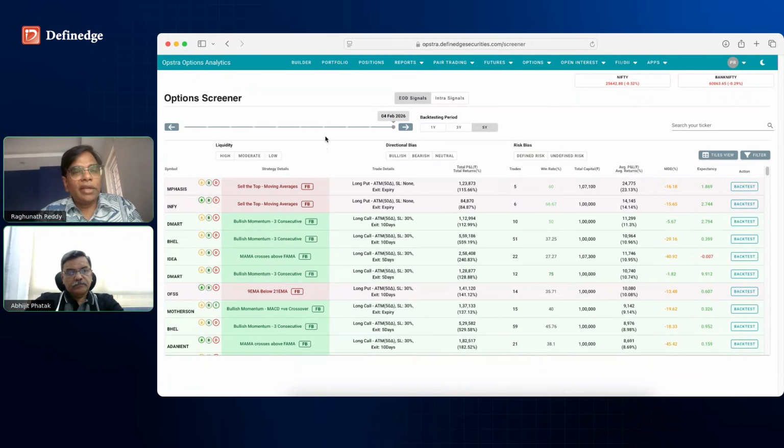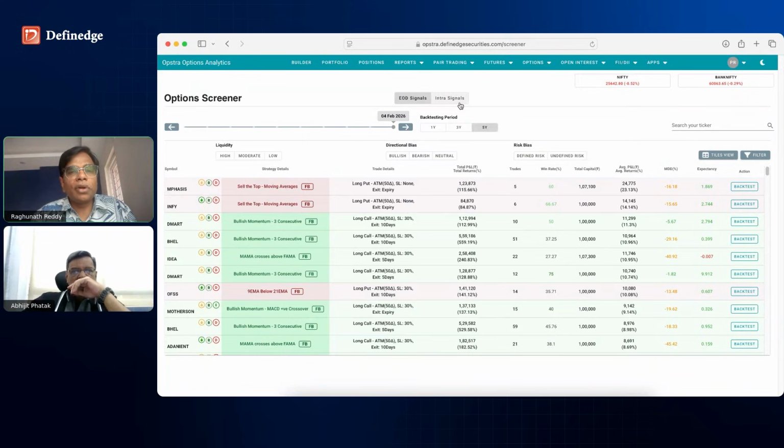And we also have this slider here, wherein you can also check historical data for this screener. Like what was the signal yesterday? What was the signal 10 days ago? So far we have talked about only EOD signals, right?